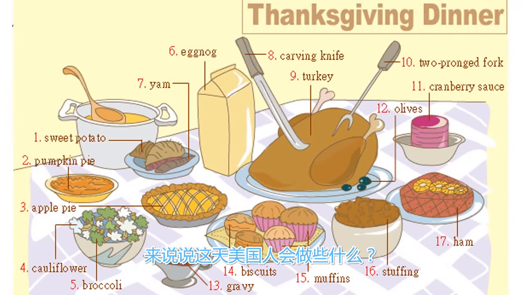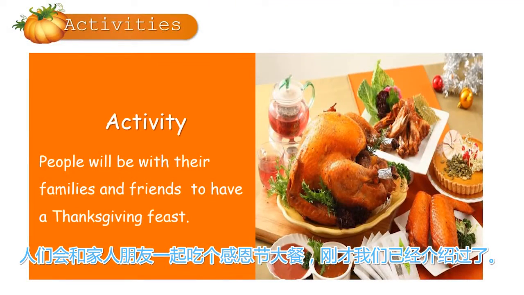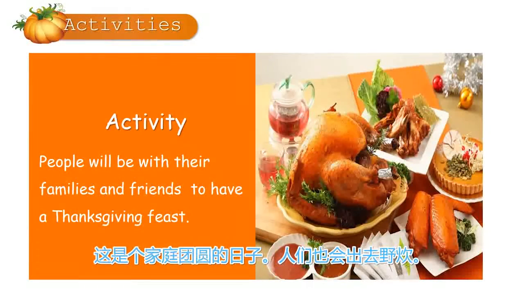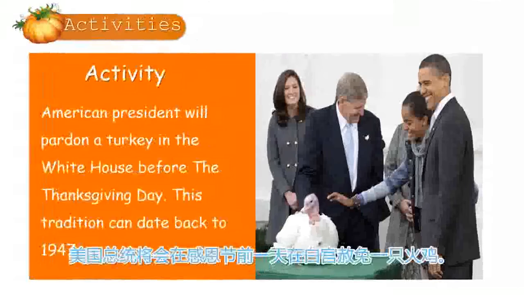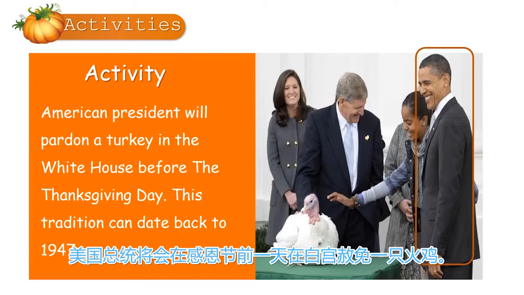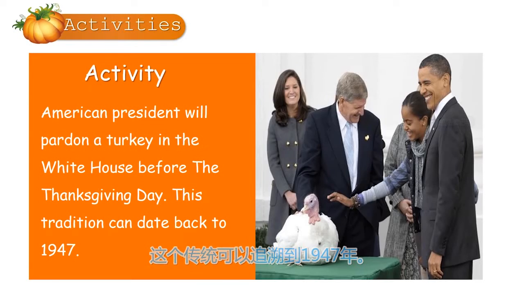Okay, and let's look at the activities they do. People will be with their families and friends to have a Thanksgiving feast. Just now we said it's a family reunion festival, okay? And people will go on a picnic together. And there's something the president should do. The American president will pardon a turkey in the White House before Thanksgiving Day. And this tradition can date back to 1947, okay?